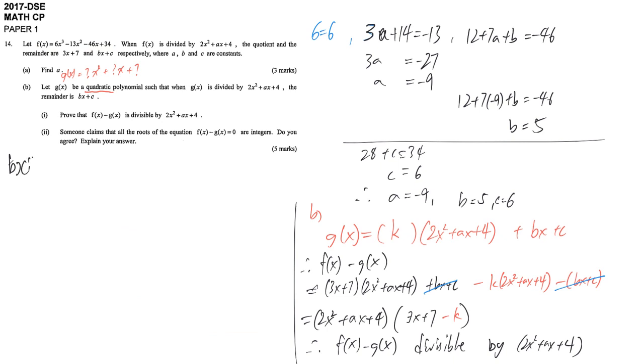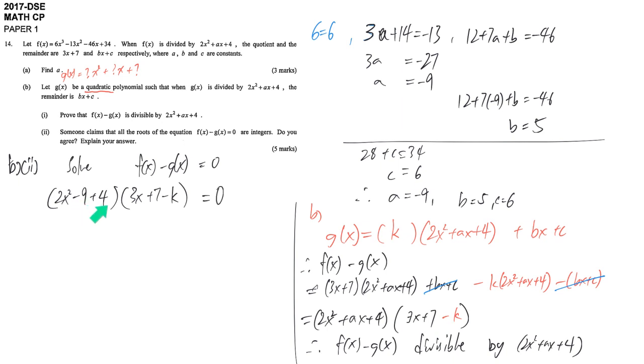In part B2, someone claimed that all the roots are integers. Do you agree? So we solve f(x) minus g(x) equals 0. And we know pretty well that f(x) minus g(x) is these two brackets. So we have a, which we already know a long time ago, which is -9, while we still don't know the exact value of k.